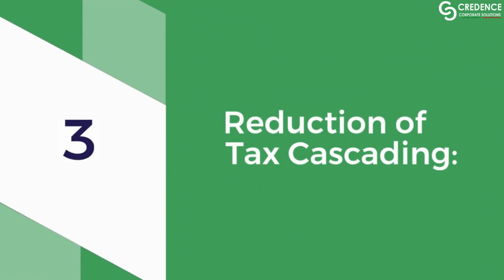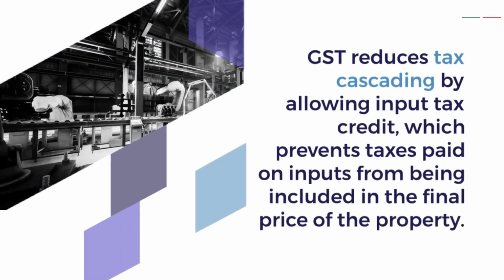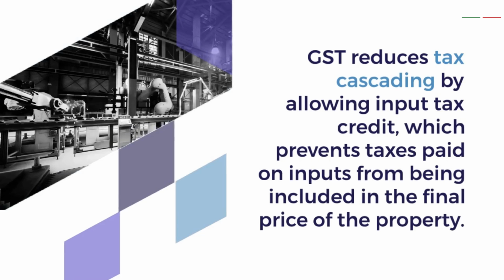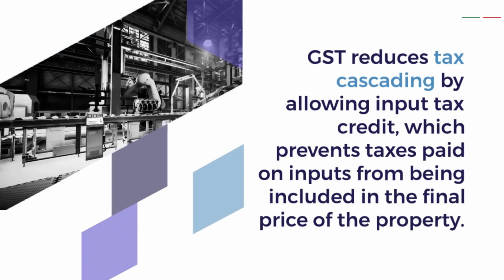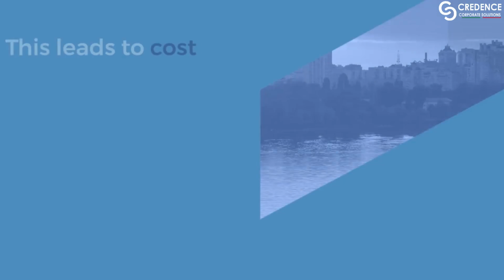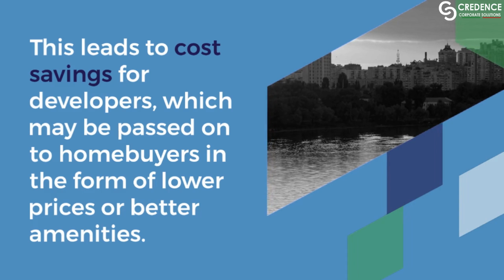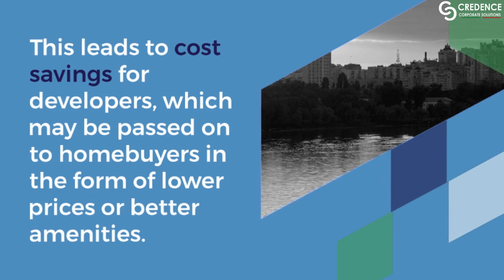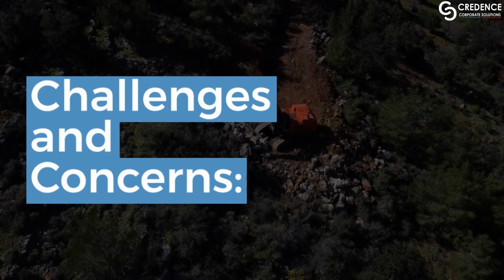3. Reduction of tax cascading. GST reduces tax cascading by allowing input tax credit, which prevents taxes paid on inputs from being included in the final price of the property. This leads to cost savings for developers, which may be passed on to home buyers in the form of lower prices or better amenities. Challenges and concerns.